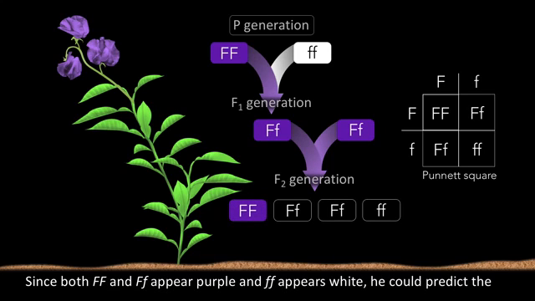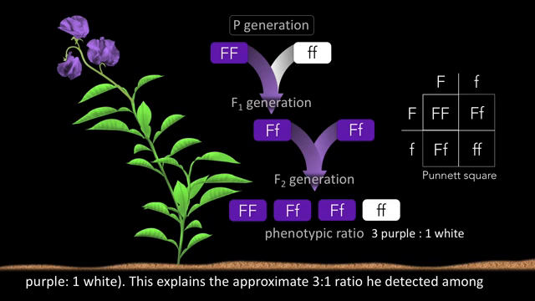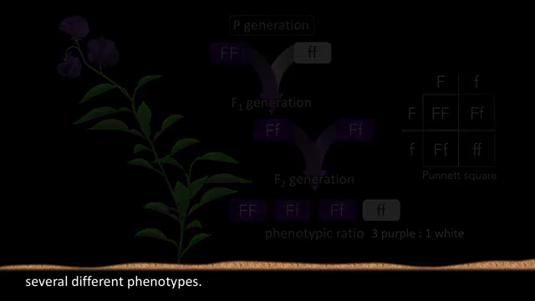Since both big F, big F and big F, little f appear purple, and little f, little f appears white, he could predict the phenotypic ratio, 75% purple-flowered plants to 25% white-flowered plants, or 3 purple to 1 white. This explains the approximate 3-to-1 ratio he detected among several different phenotypes.